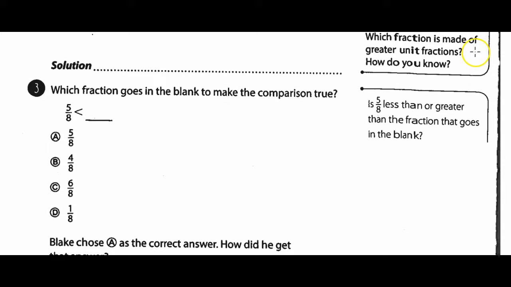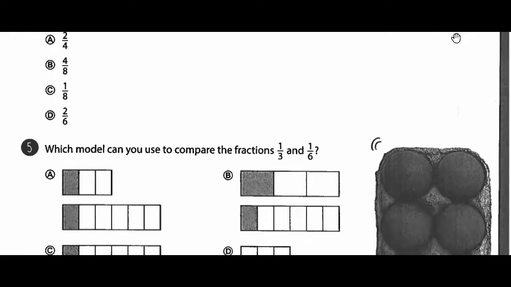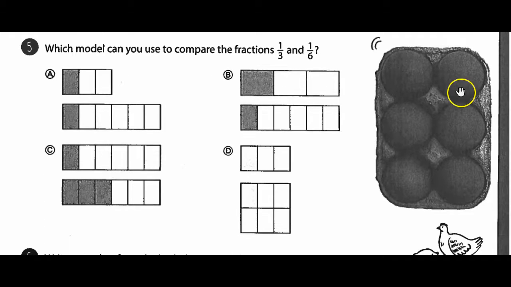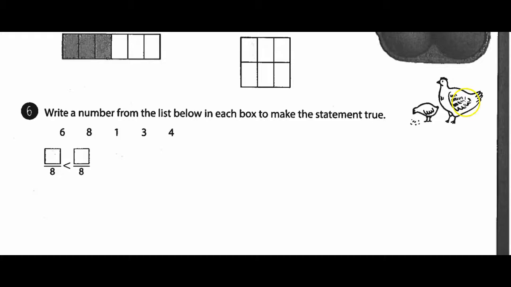And then you do the same there. It says which fraction goes on the blank. Again, we're just comparing fractions. Okay, same thing. Which fraction goes on the blank? Which fraction is less than 2/8? Which model can you use to compare 1/3 and 1/6? And then which number could you put as your numerator that's going to be less than, okay, so the number here has to be less than the number here.